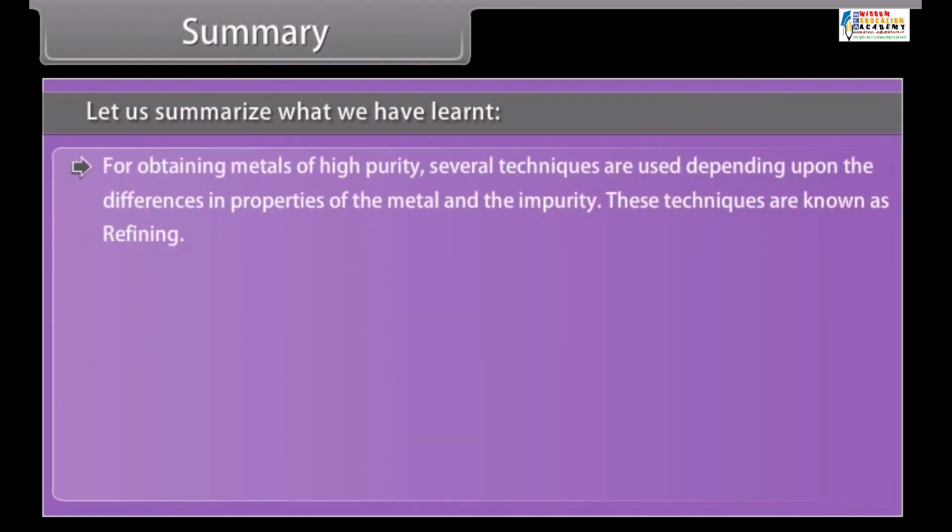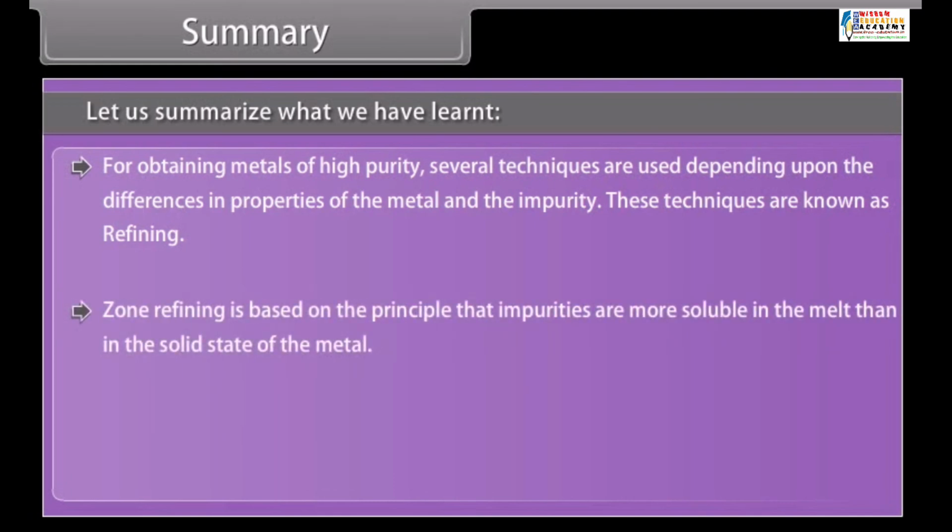For obtaining metals of high purity, several techniques are used depending upon the differences in properties of the metal and the impurity. These techniques are known as refining. Zone refining is based on the principle that impurities are more soluble in the melt than in the solid state of the metal.